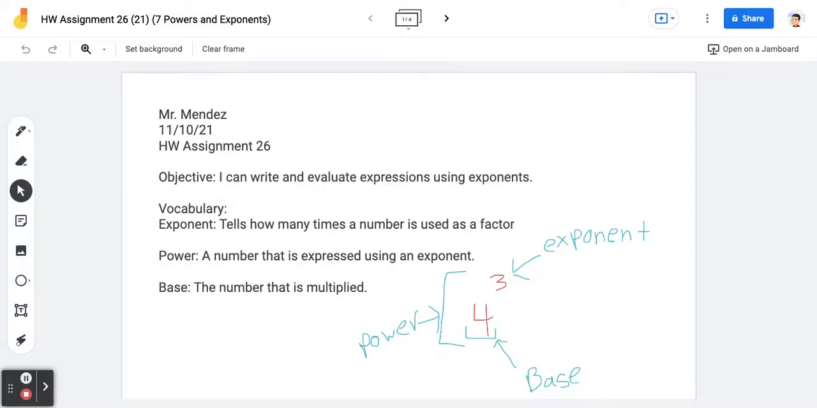What's going on, everyone? Homework assignment 26. Today's objective: I can write and evaluate expressions using exponents.